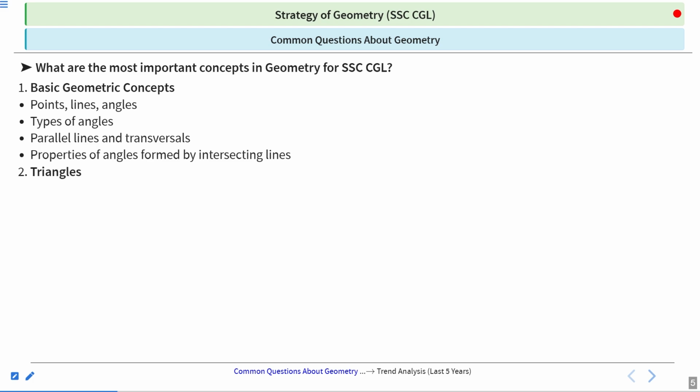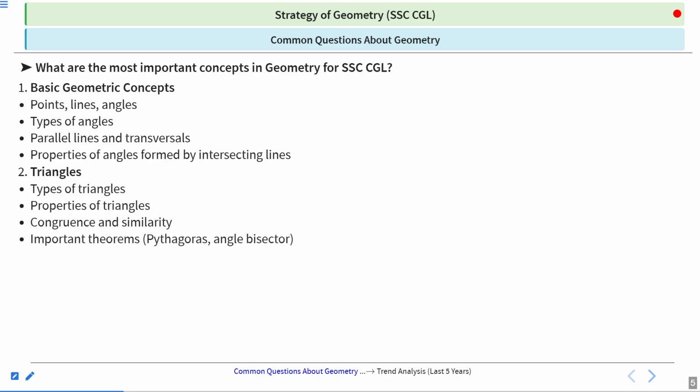Next one is triangles, which are important. In triangles, we study types of triangles, properties of triangles, congruency and similarity of triangles, important theorems like Pythagoras and the angle bisector theorem, and area and perimeter of triangles.